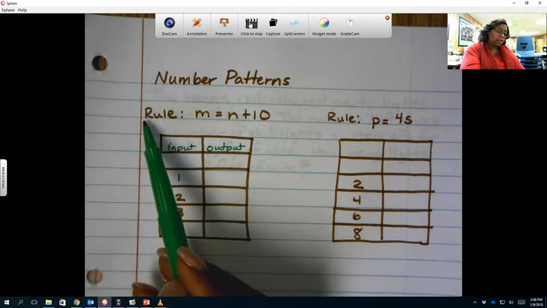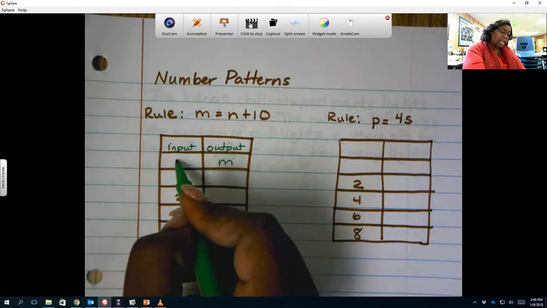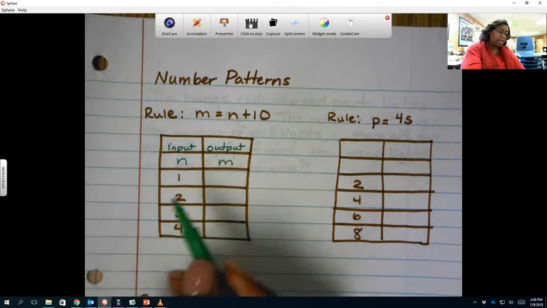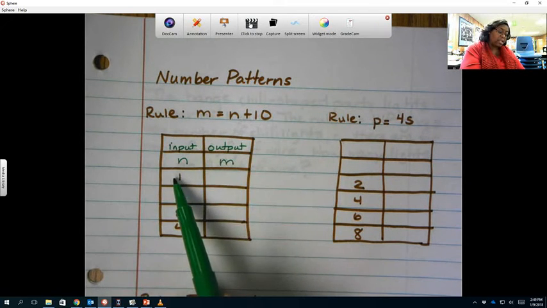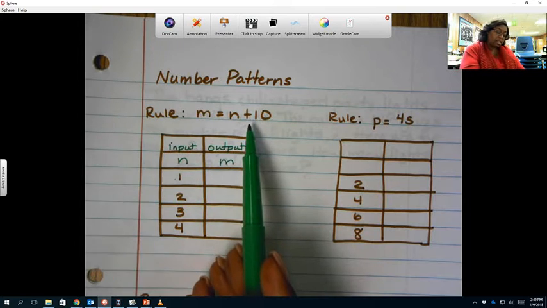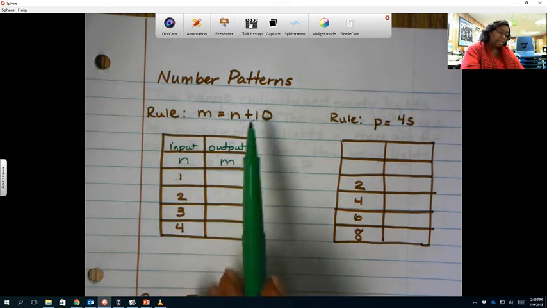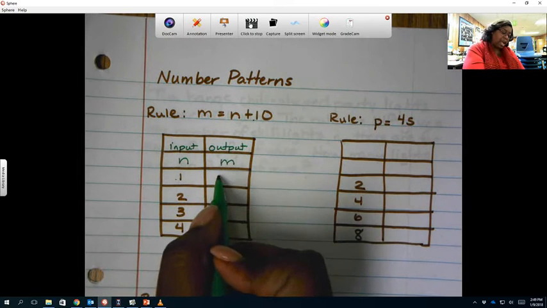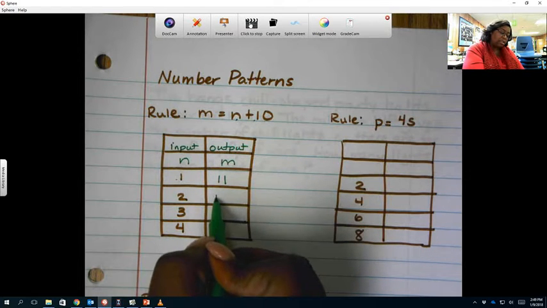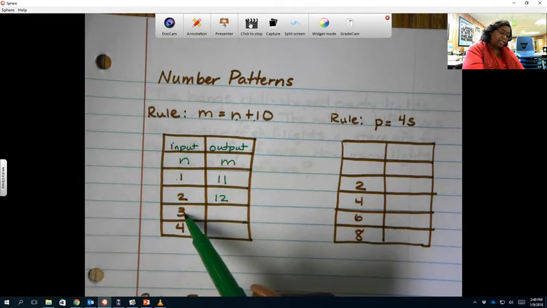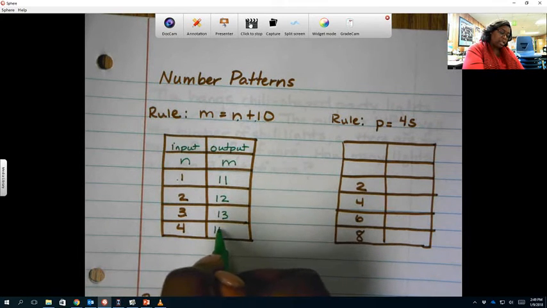In this instance, we are given this rule: M, which would be our output, equals N, which is our input, plus 10. So if we want to find out what goes in this column, we must first find out what is in this column and then follow the rule that it says. In this instance, it asks us to take the value of N and add 10. So if I add 10 to this, I get 11. If I add 10 to this number, I get 12. If I add 10 to this number, I get 13. And if I add 10 to this number, I get 14.